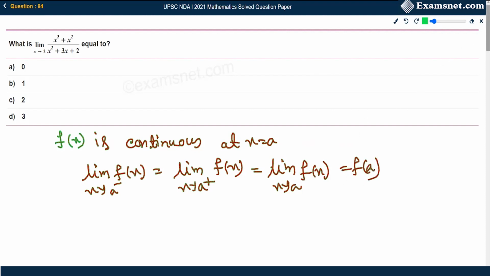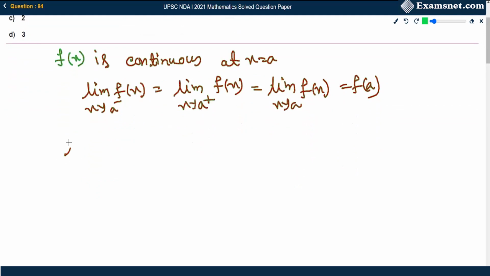So here in this given limit, x tends to 2, (x cube plus x square) by (x square plus 3x plus 2).